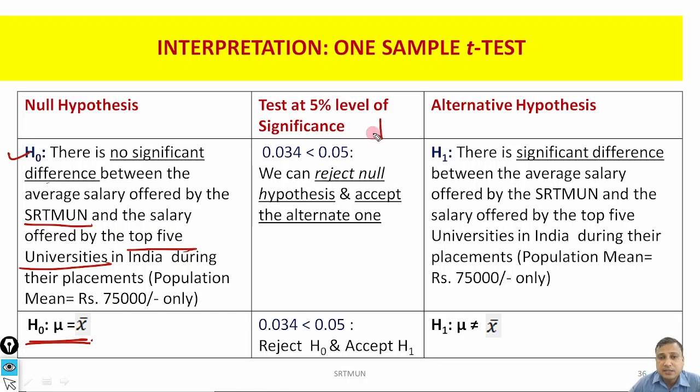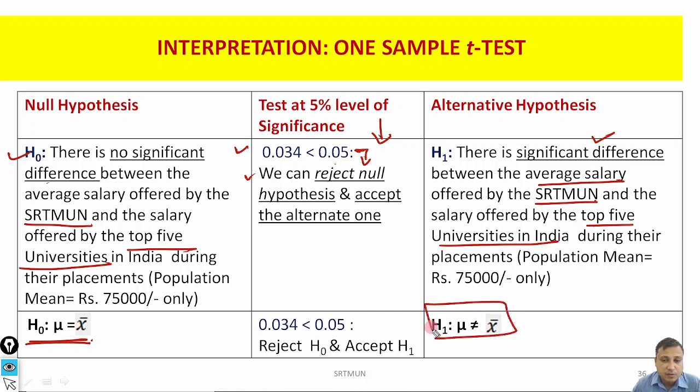Now here are the test results at 5% level of significance, and I came to the test using the p-value approach: 0.034 is less than 0.05. So on the basis of this proof, I can reject the null hypothesis and accept the alternate. So what would be our alternate hypothesis? There is a significant difference between the average salary offered by S.R.T.M and the salary offered by the top 5 universities in India during their placements.